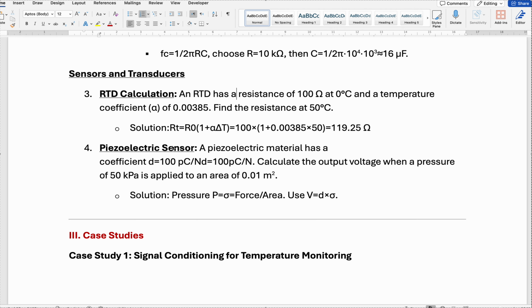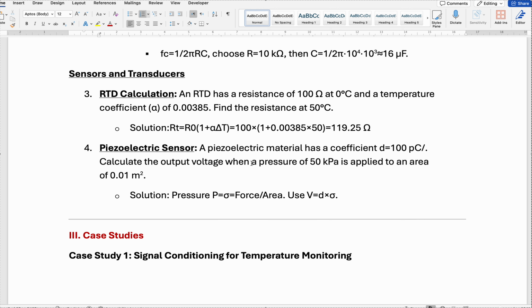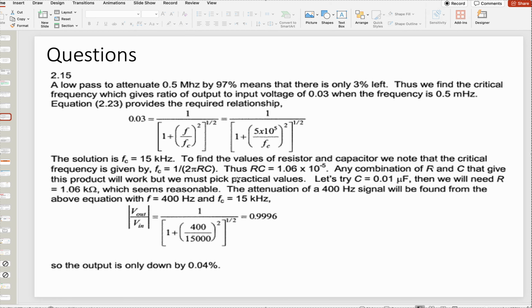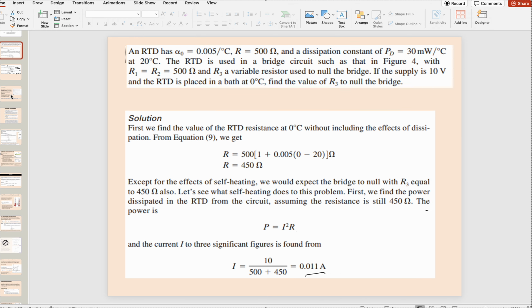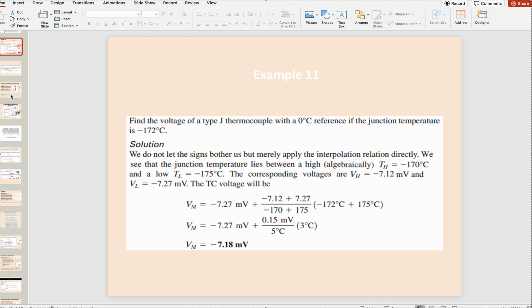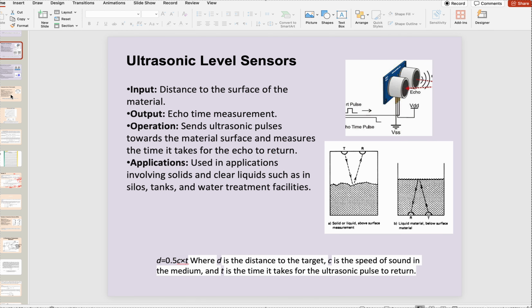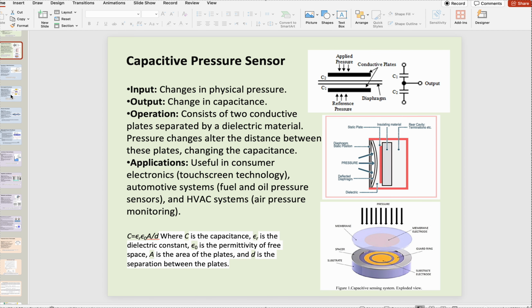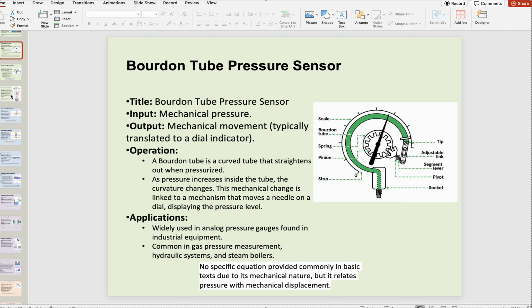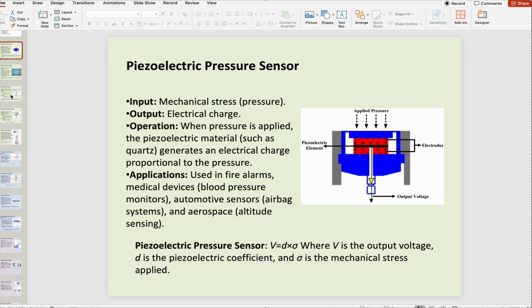Another question could be for the piezoelectric sensor, in which we have an equation. Sorry, let me verify the equation. So we have the equation for the piezoelectric sensor. Let's see, where is the piezoelectric sensor? Okay, the piezoelectric, we use that for pressure. So let me go to the pressure part. Okay, so that is pressure. And here's the piezoelectric sensor.